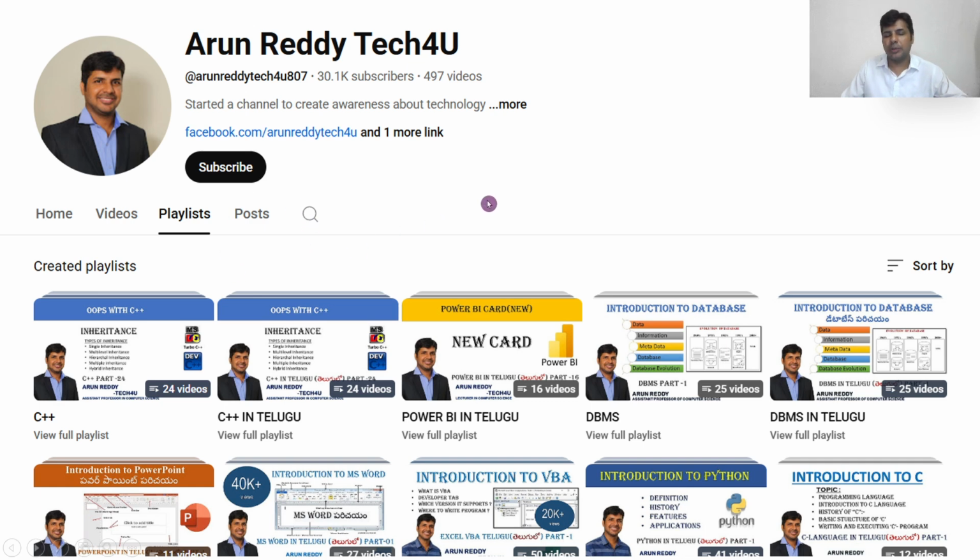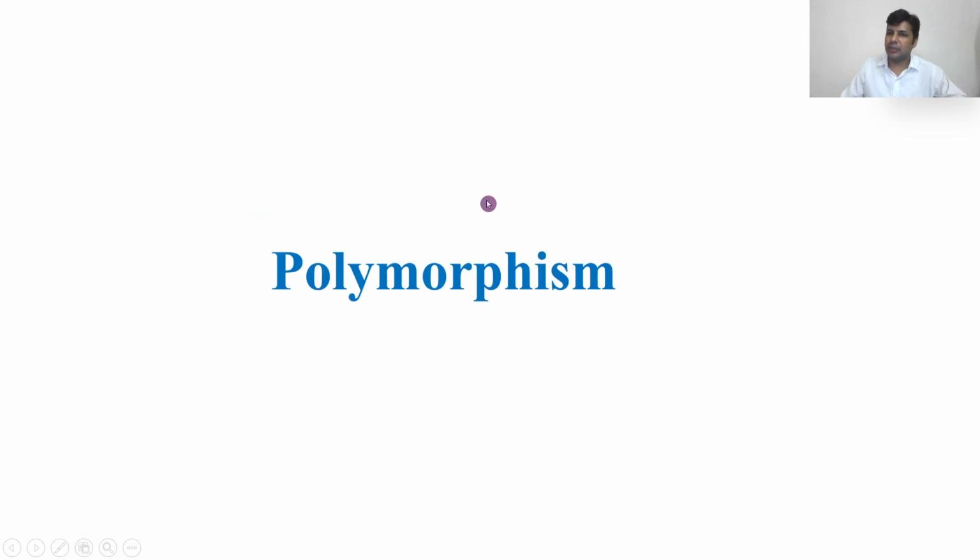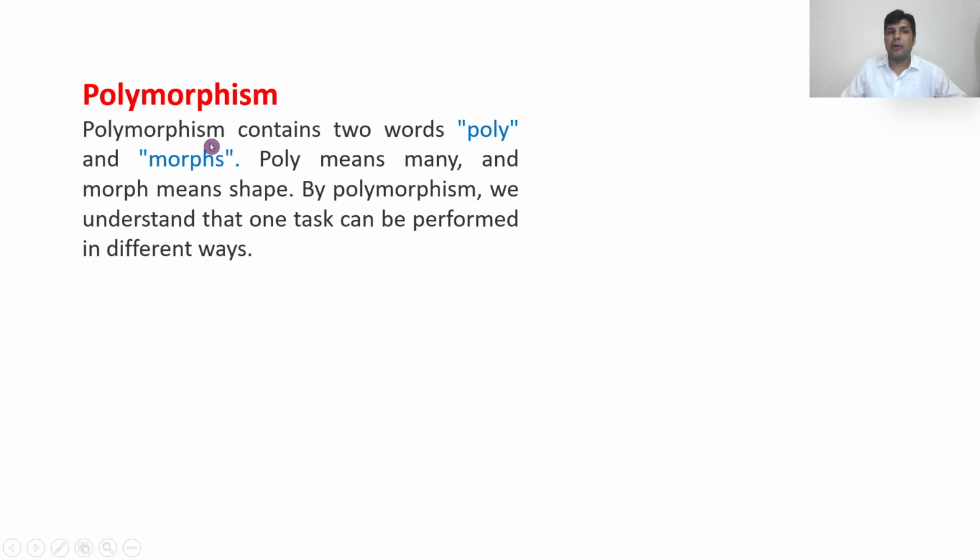So let us move to our topic. Our topic is polymorphism. Now what is polymorphism? Polymorphism contains two words. What are there? Poly and morph. What do you mean by poly and what is meant by morph? Poly means many and morph means shapes. So polymorphism means many shapes. One task can be performed in many different ways. The same task can be performed in many ways.